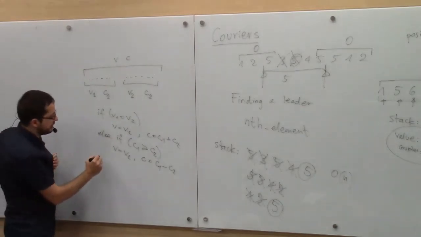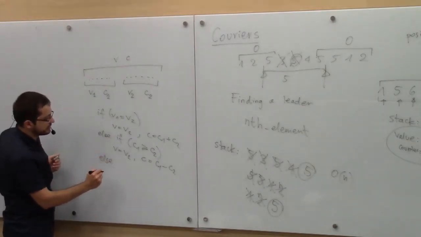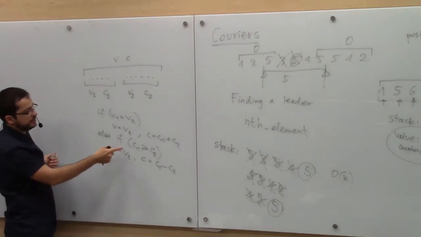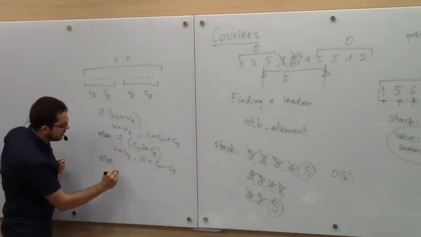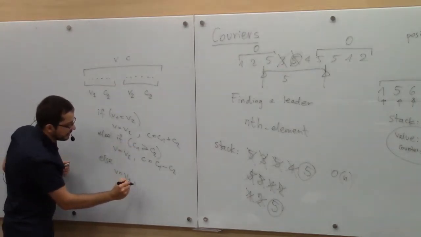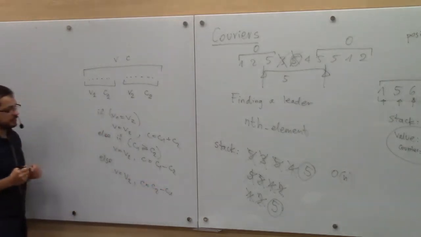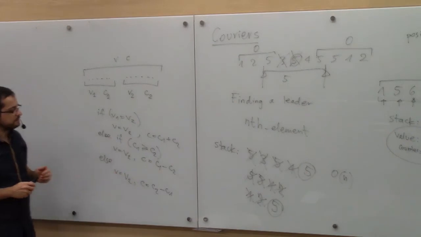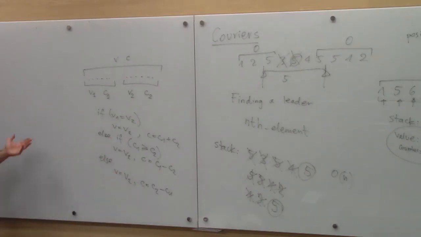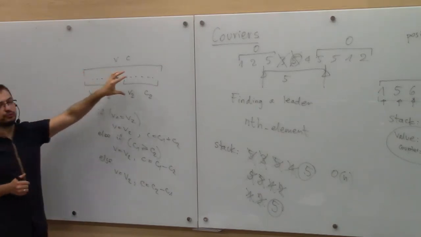And we have the symmetric case, so if C1 is less than C2, then the candidate will be V2, and the counter will be C2 minus C1. Okay, so this will give us the constant time operation of merging two parts.